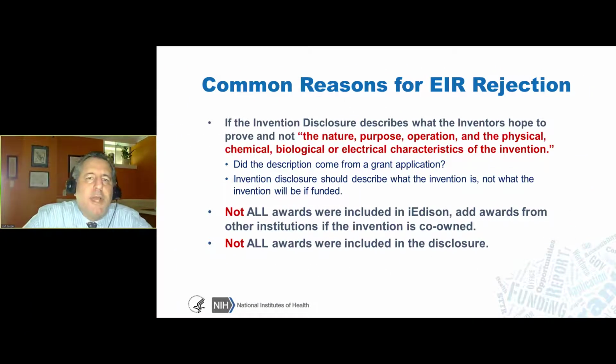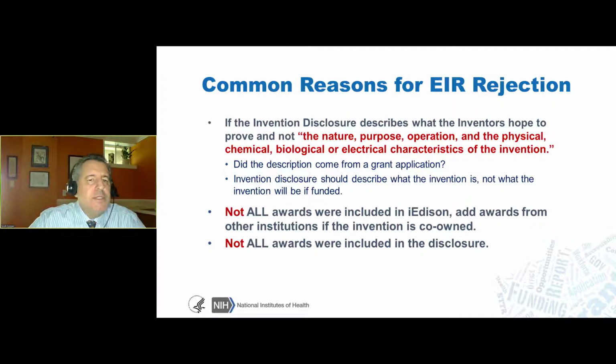So let's talk about some common reasons why the NIH would reject your invention report. Many times we will have inventors or institutions upload an invention disclosure that is almost a duplicate of the grant application. And in that case, what you're doing is you're describing something that you hope to invent after you receive the funding. And what we want is something that you created after you receive the funding, not before. So make sure that you describe what the invention is and not what the invention would be if funded.